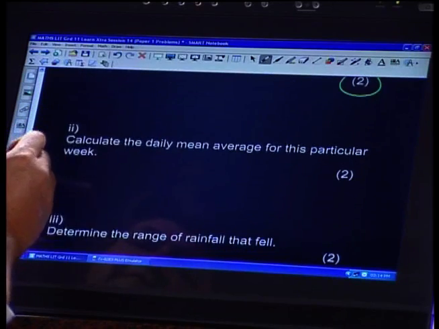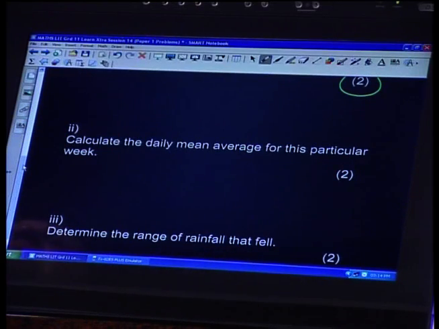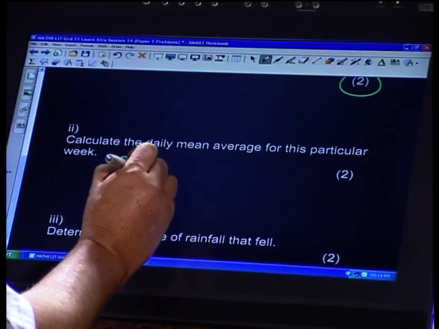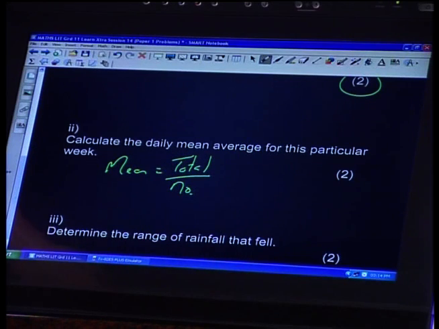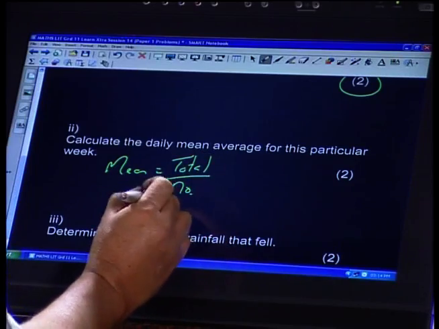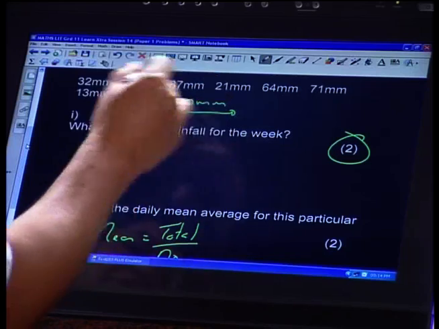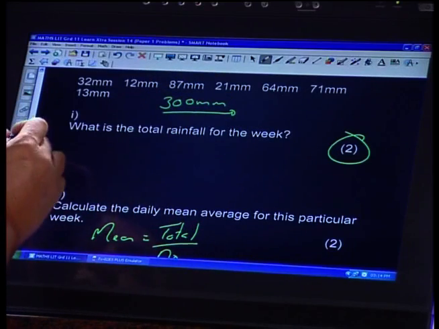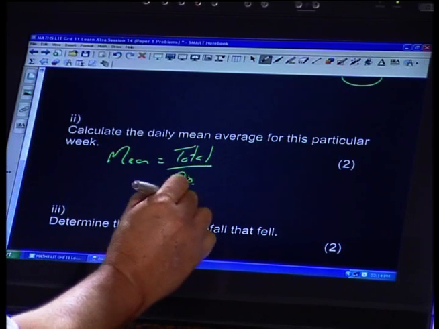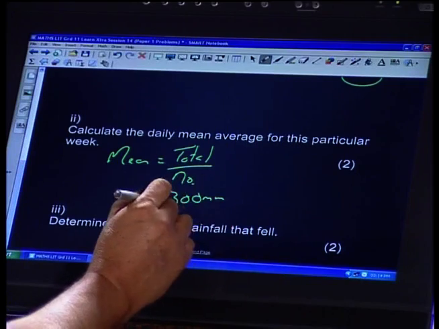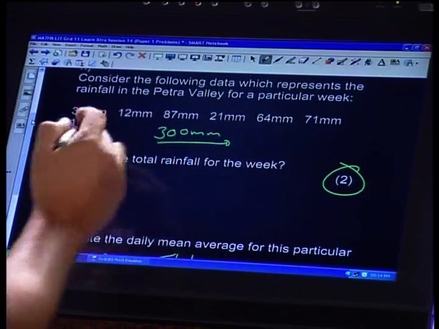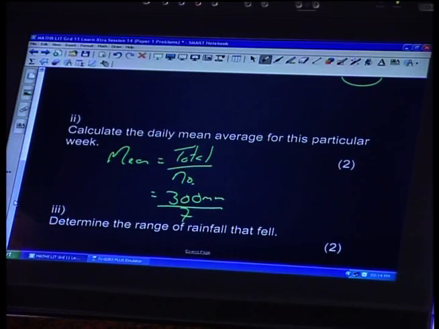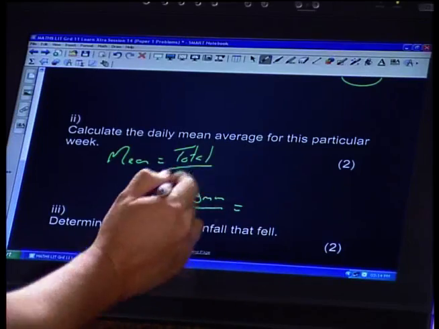Next one. Calculate the daily mean average for this particular week. Okay, so how do we calculate mean? We say the mean is equal to my total over the number of bits of information I have. So what's my total? Well, the examiner actually helped us here by asking for it earlier, which is 300. So it's 300 mils divided by 7. It should be 7 because there's 7 days in a week: 1, 2, 3, 4, 5, 6, 7. Great. I'm so glad the person who set this paper knew there were 7 days in the week. So it's 300 divided by 7.